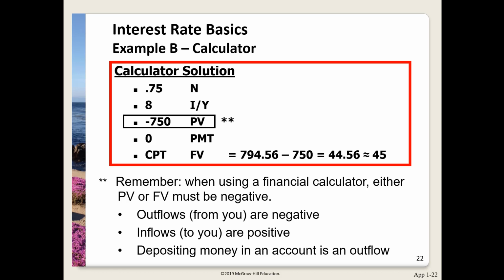To enter a negative in your calculator, do not start with the minus sign. Enter the numeric value, in this case $750. Then press the plus or minus key in the lower right of the keypad. This is a toggle switch. It changes the sign back and forth. When minus $750 shows in the display, then press the PV key.